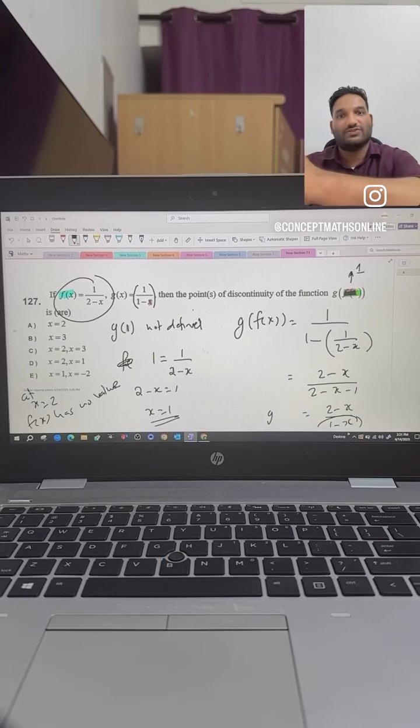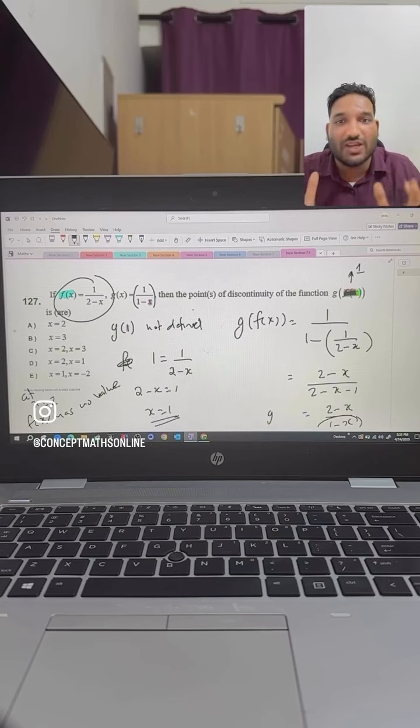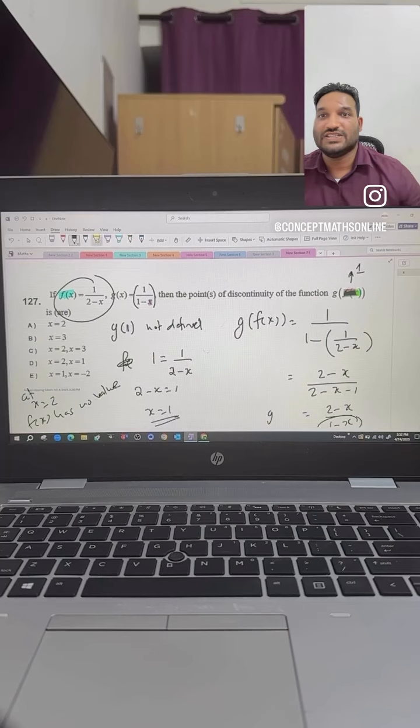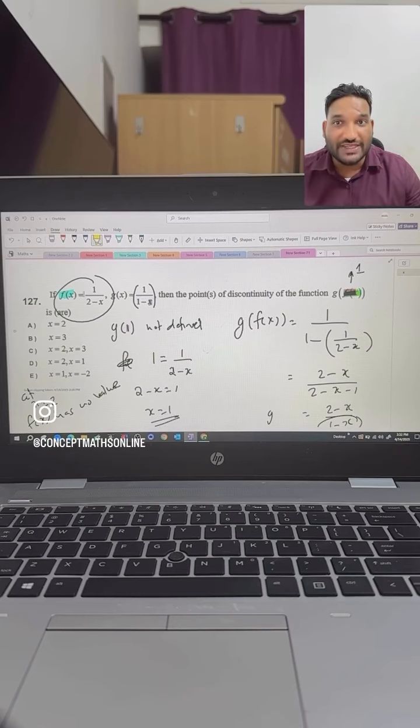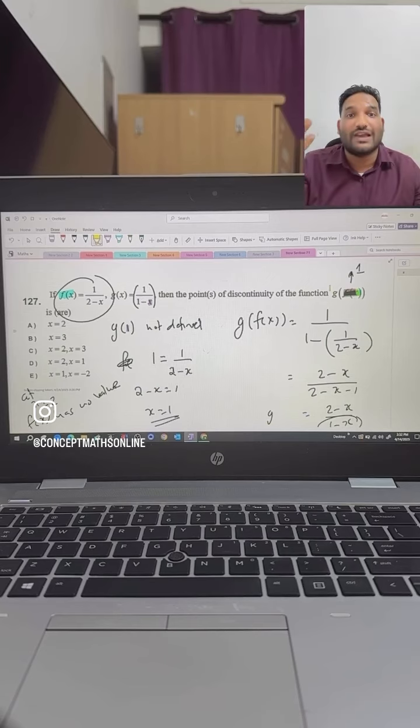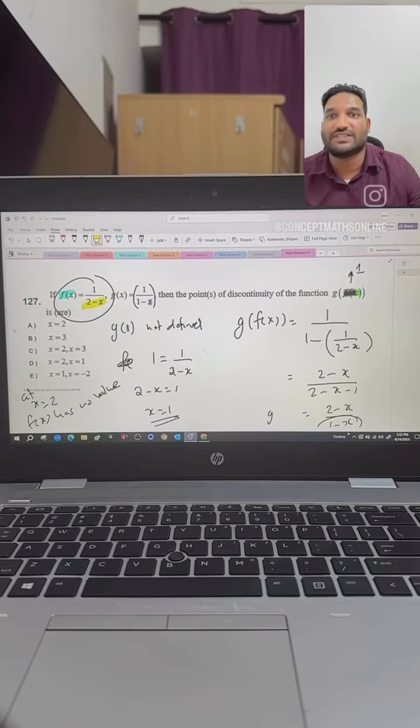This f of x value you have to put into the domain of g of x. If f of x has no value, how do you get g of x at that point? We don't get it. So no continuity. If there is no value of the function, continuity is not there. So there are two things. One is when g of x is not defined, put that value in f of x, replace, then solve for x. The other is the point where f of x has no value, which you can check from this function: x equal to 2. So 1 and 2 both are the points. Similarly, for f of g of x, you can get the points of discontinuity.